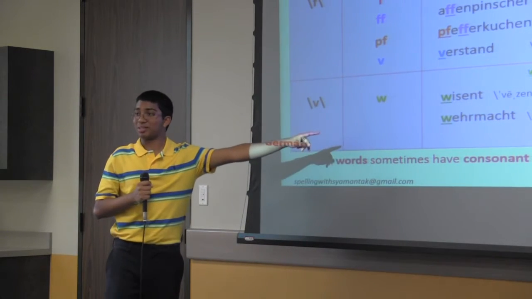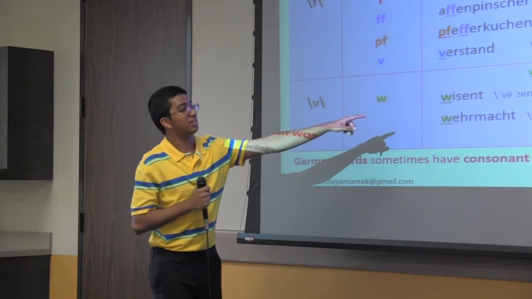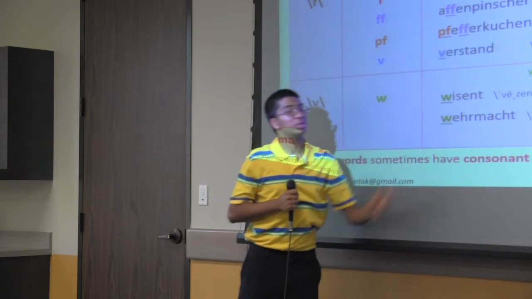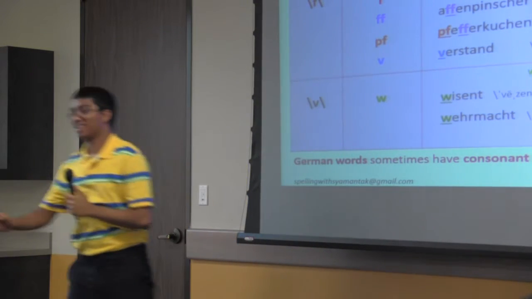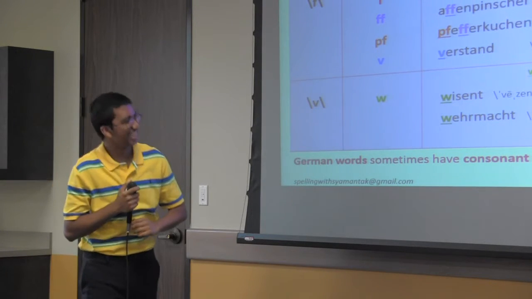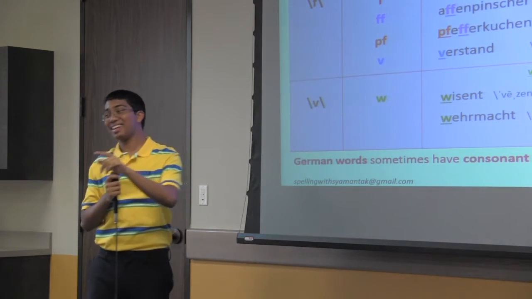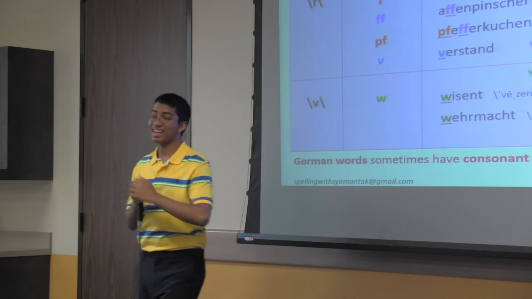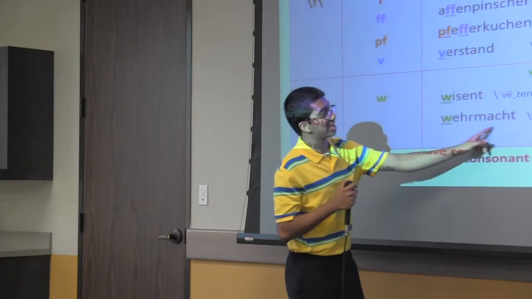Now, the V, we talked about this, right? Wisent. Now, Wehrmacht, what do you think that means? Armed forces of Germany from 1935 to 1944. So, like from World War II, maybe? Yeah, kind of. So, World War. What do you think this means, this part?